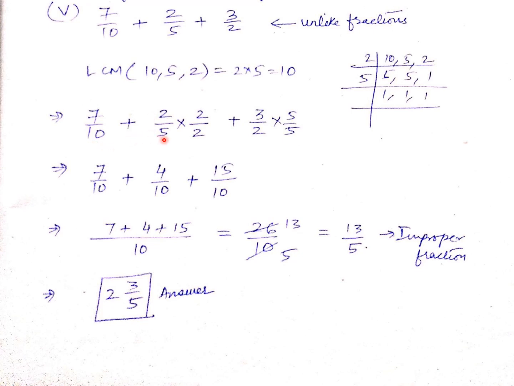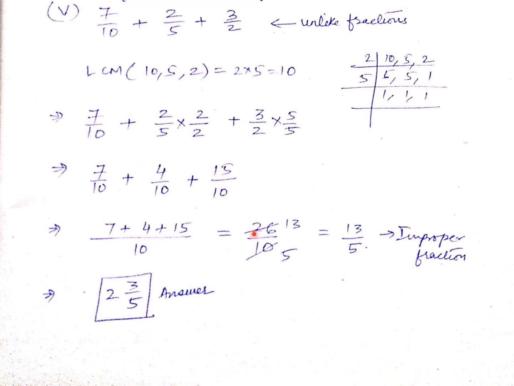Now see, we all know to obtain 10 we multiply 2 with 5. So 2 in the denominator and 2 in the numerator to balance what we are doing. Similarly, 3 upon 2 multiplied by 5 upon 5. Now they became 7 upon 10 plus 4 upon 10 plus 15 upon 10. Now we can take the LCM of these three. They become a single 10 like this, and 7 plus 4 plus 15 becomes 26.